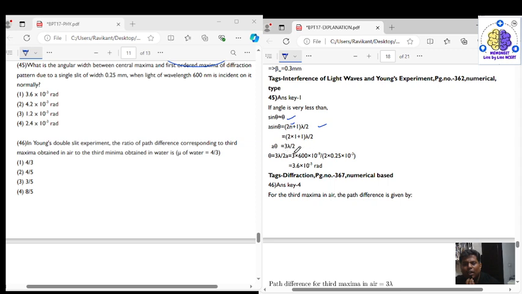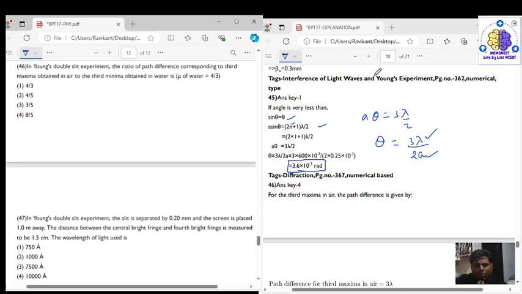We have the value of lambda and we have the value of a. So if we have a theta equal to 3 lambda by 2, we need to calculate theta. So theta will be equal to 3 lambda by 2a. In the question, lambda is given as 600 nanometers and a is equal to 0.25 millimeters. Putting the values with the correct units and solving it, we get theta equal to 3.6 into 10 to the power of minus 3 radian, right? So the correct answer is option 1 for question number 45.